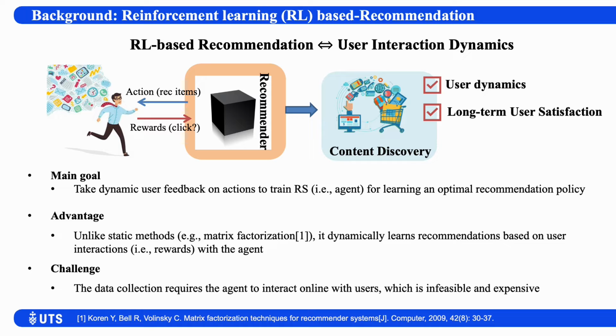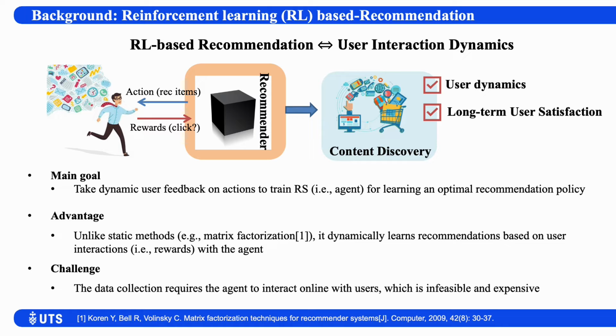By learning through the real-time user feedback, the recommender can realize content discovery that adapts to the user dynamics and gain long-term user satisfaction with the system. So the main goal of reinforcement learning-based recommendation is to take the dynamic user feedback on actions to train the recommendation system, which we call an agent, for learning an optimal recommendation policy. The advantage of this manner is unique. Unlike some static methods such as matrix factorization, reinforcement learning-based recommendation can dynamically learn the recommendations based on user interactions with the agent.